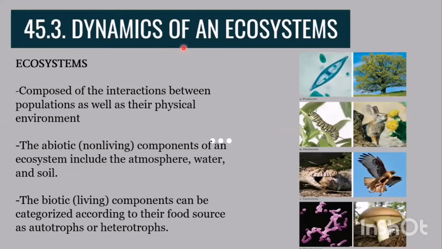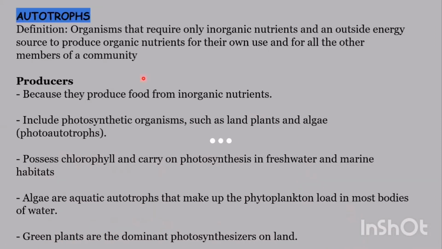Next, dynamics of an ecosystem. What is an ecosystem? An ecosystem is composed of the interaction between populations as well as their physical environment. It also includes the abiotic and biotic components. The abiotic, which is the non-living component of an ecosystem, includes the atmosphere, water, and soil. The biotic, living components, can be categorized according to their food source, such as autotroph and heterotroph.